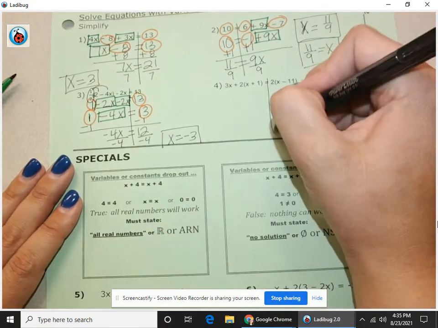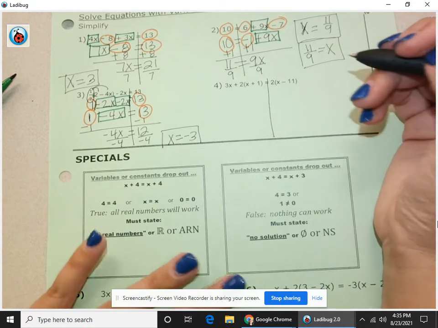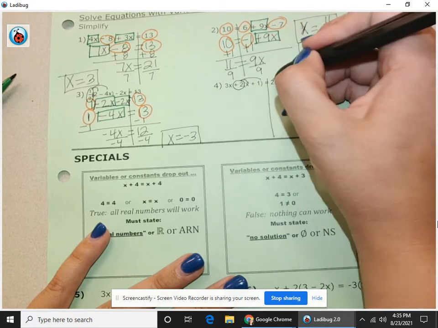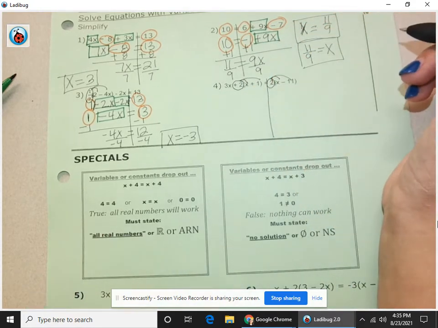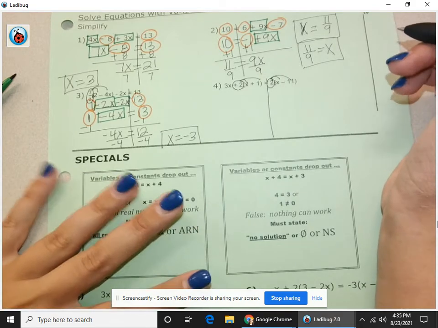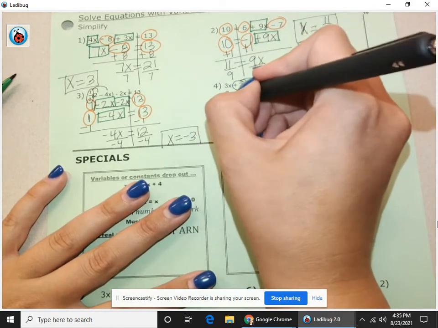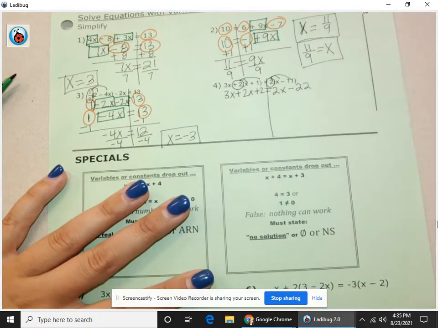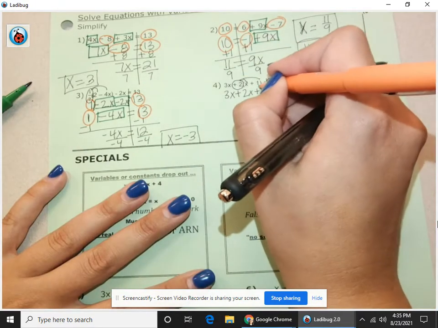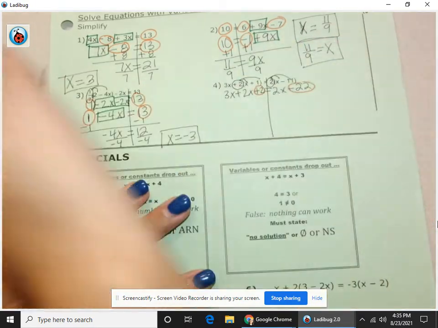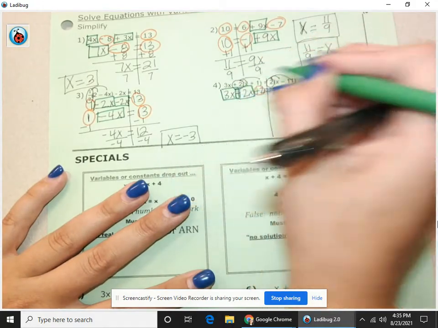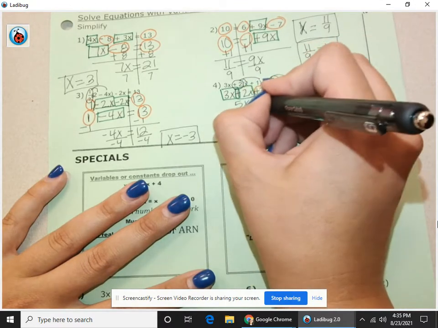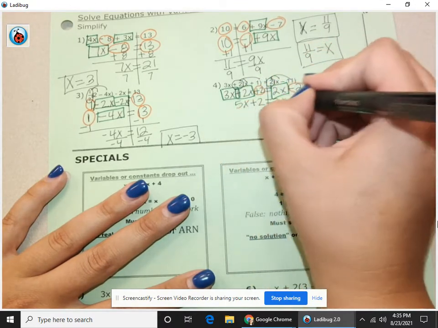Problem number 4. I know you've got parentheses on both sides. It's okay. So I'm going to distribute my positive 2. Make sure to take that sign. And my positive 2 here. If you would like to do it separately, then you're more than welcome to. Then I've got 3x plus 2x plus 2 equals 2x minus 22. I'm going to look at my like terms here and here, and start combining them. Well, 3x plus 2x is 5x, plus 2 equals 2x minus 22.